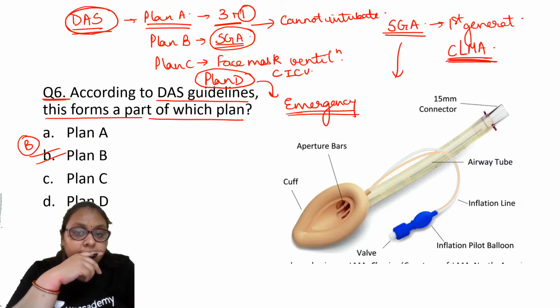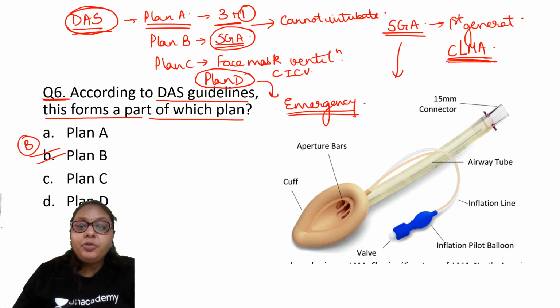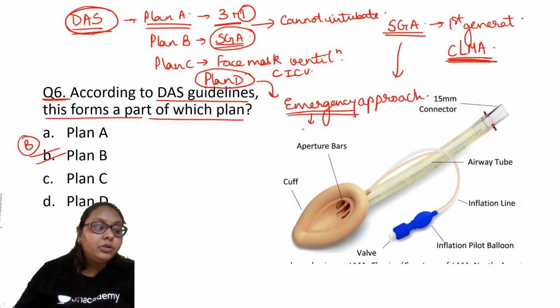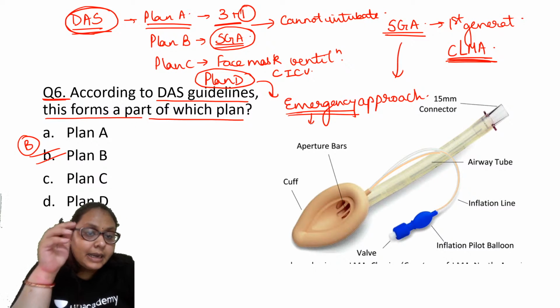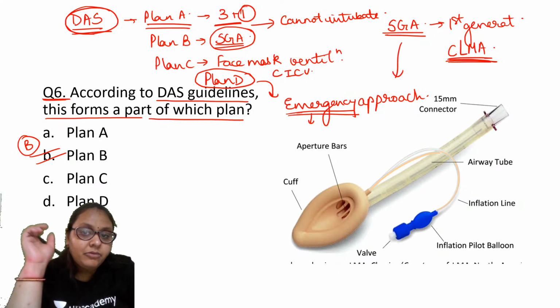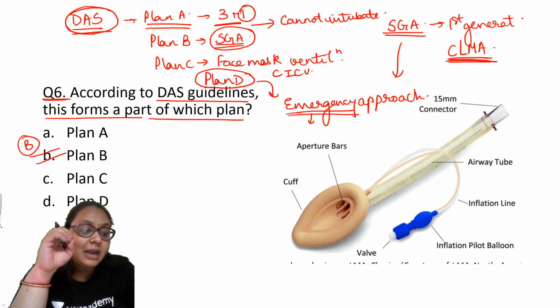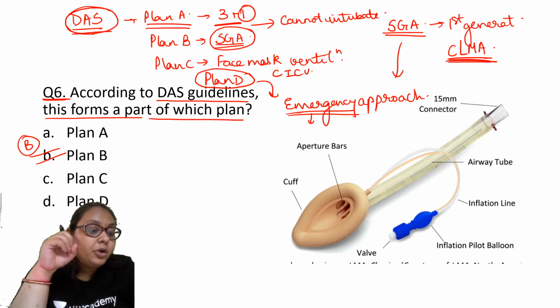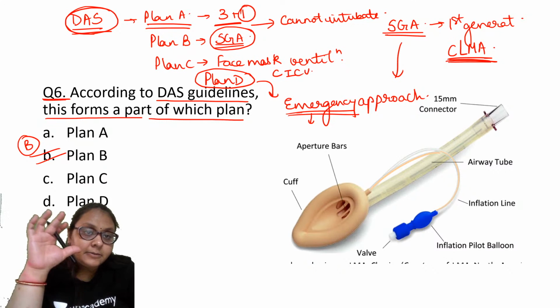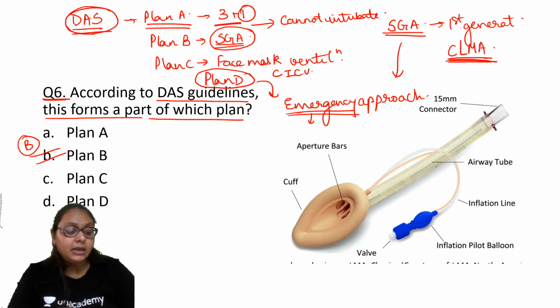Is it clear? That is emergency approach to front of neck. Okay, in this we are doing cricothyroidotomy. Is it clear? So according to DAS guidelines, this LMA forms the part of plan B, that is the supraglottic airway devices. Is it clear? Any doubts in this?